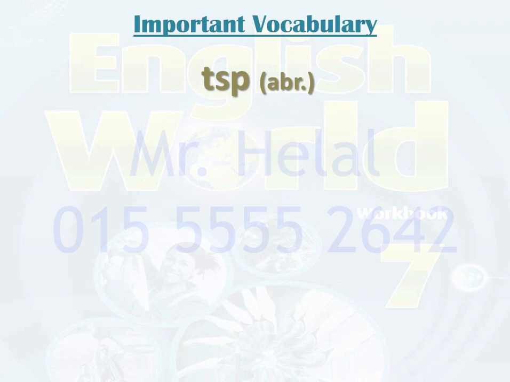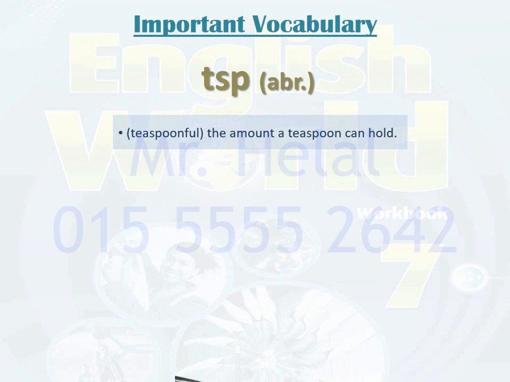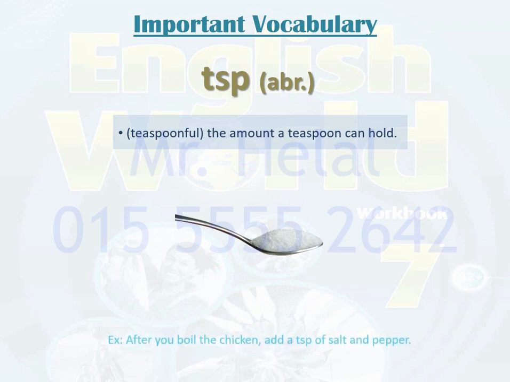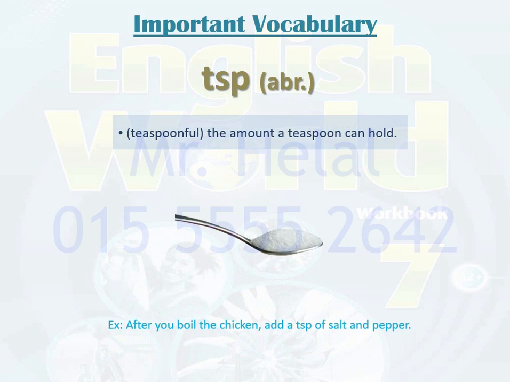Teaspoonful. و teaspoonful الابريفيشن بتاعها TSP. The teaspoonful is the amount a teaspoon can hold. الكمية أو المقدار اللي معلقة الشاي بتقدر تشيله بنقول عليه teaspoonful. Example: After you boil the chicken, add a teaspoonful of salt and pepper. يعني بعد ما تسلق الفرخة ضيف معلقة شاي، يعني مقدار معلقة شاي من الملح والفلفل.